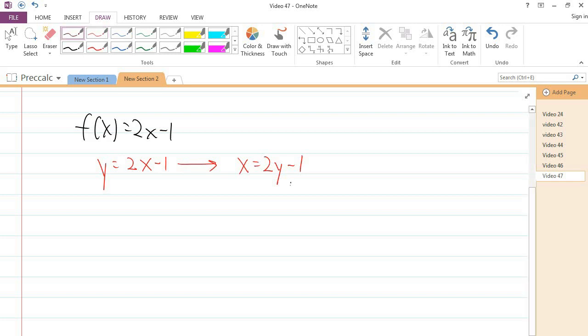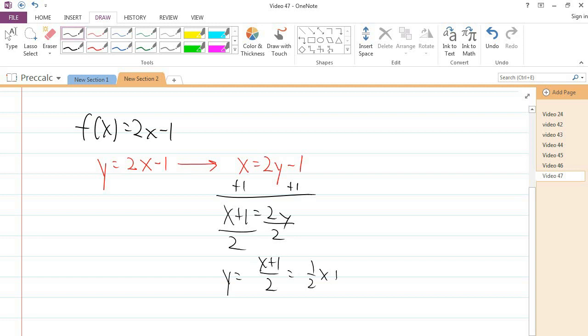So plus 1 plus 1, x plus 1 equals 2y. Divide each side by 2. And I get y equals x plus 1 over 2. I could also write it as 1/2 x plus 1/2. Write it as two fractions instead of 1. Either way works. And this is f inverse.